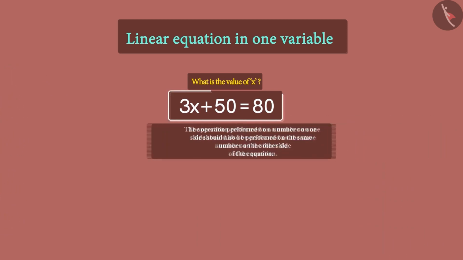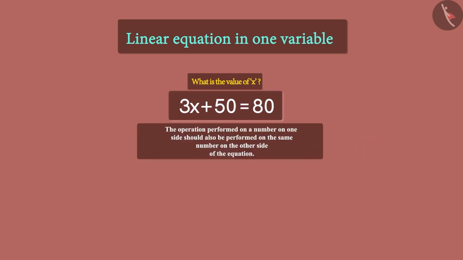Now let's solve this equation. First, we can see it's easy to remove 50 from here. So, we subtract 50 from both sides. Now the equation becomes like this. What we get is 3 times x is equal to 30. So what should our next step be?